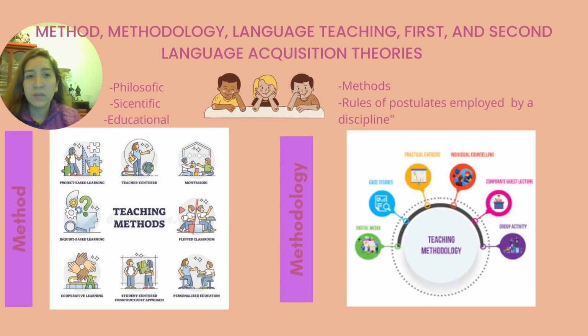Method can be described by three points. The first one is philosophic, scientific, and educational. Philosophic deals with a simulation of any theoretical or practical activity that comes out as a result of the study of any subject.